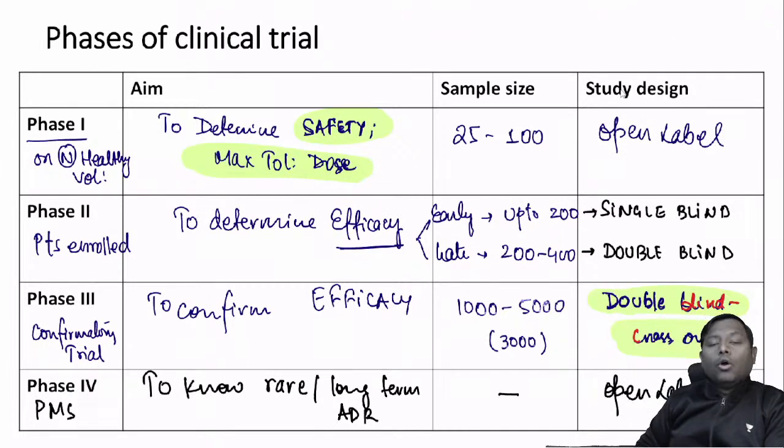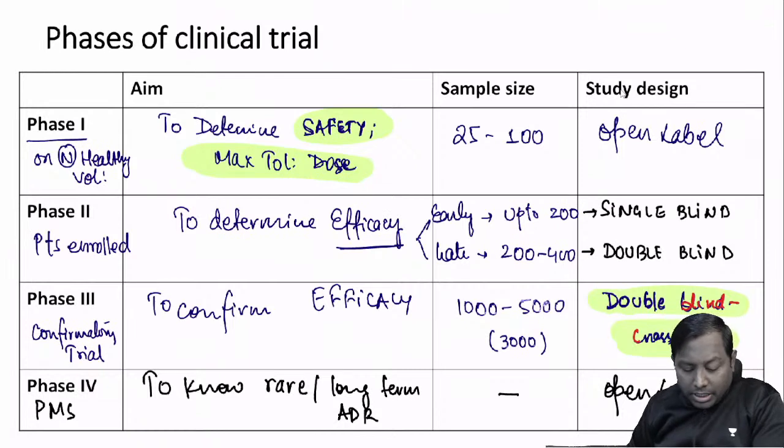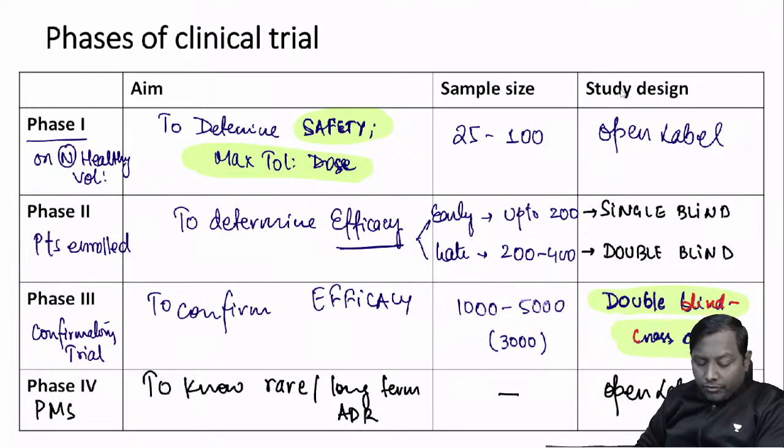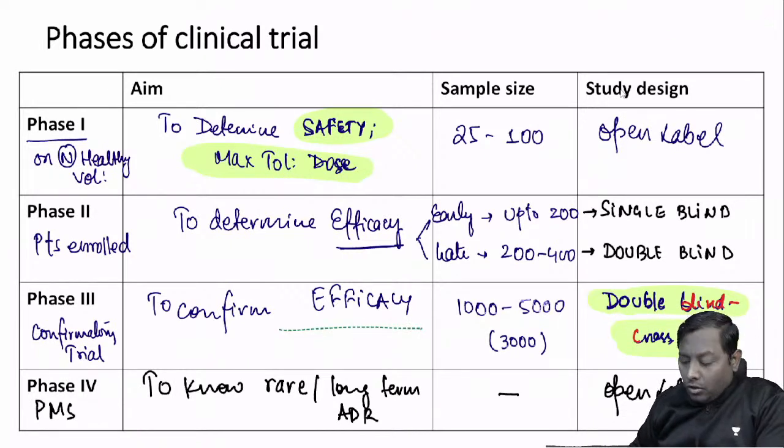It will also be an open label study. So this was a quick summary of the important phases of the clinical trial, and definitely we'll be having one question from this one. So let's quickly see that. Phase 1 patients will be enrolled for the very first time. Other name of phase 3 will be your therapeutic confirmatory trial. To confirm the efficacy, we'll be using phase 3 clinical trial. To know the rare or long-term ADR, we'll be doing phase 4 clinical trial.